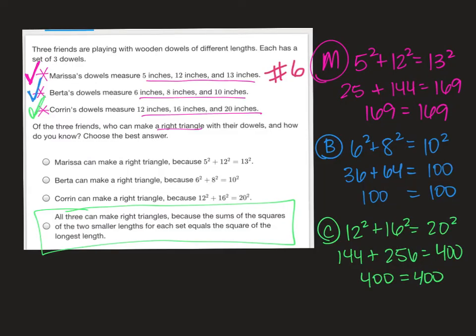All right, on this problem, we checked each one. We plugged in each set of information or side lengths that they gave us for each person. And we noticed once we did Marissa, it worked. It's the right triangle. Berta worked. It was the right triangle. And if you look at our answers, they're each individually or all three. So we're assuming at this point, if both of these worked, that this one's going to work too. And it does. So that's why your answer choice should be all three.